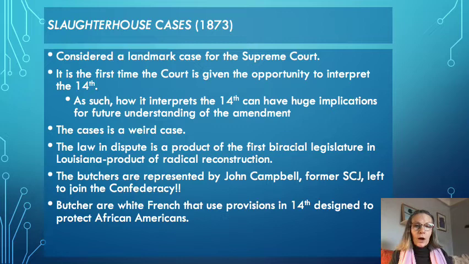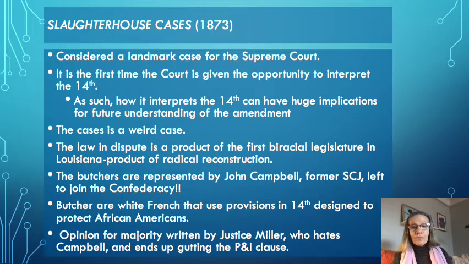The butchers are from French heritage, and they are really proud of their butchering tradition, and they feel like this monopoly that's been created is taking away their right to be butchers, to practice their livelihood in this trade that's hugely important to them. But what's sort of ironic about it is that they turn to the Privileges or Immunities Clause, that provision in the 14th Amendment that was really designed to protect the rights of African Americans. But hey, if the clause is there, use it to protect your own rights. And that was the effort that they pursued.